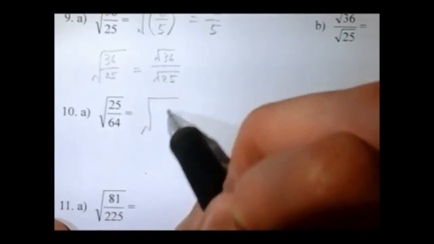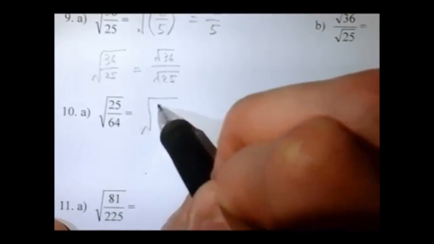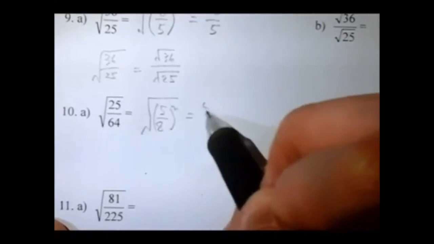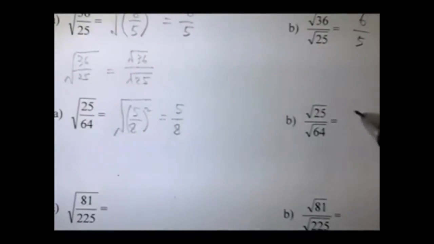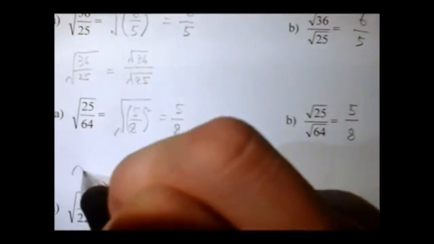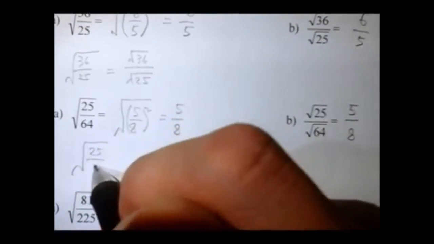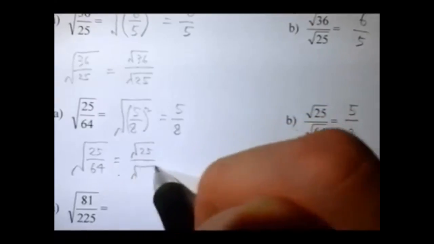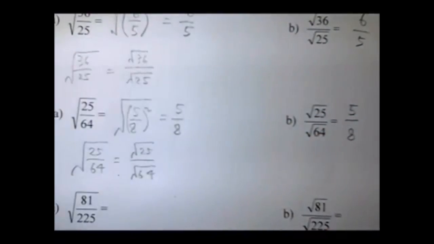This one, 25 over 64. 25 is 5 squared and 64 is 8 squared. So that's why it's 5 over 8. Actually, you can just take the square root first. 5 over 8. So that's the conclusion with 64. So that's it. Let's try the final one.